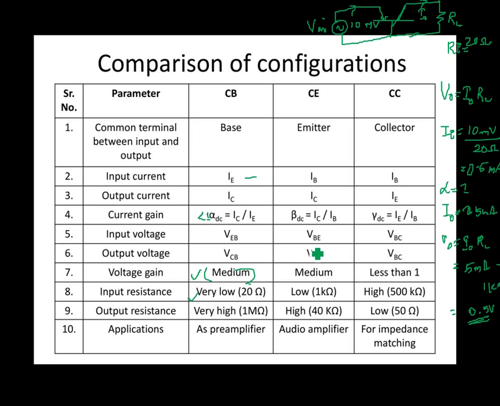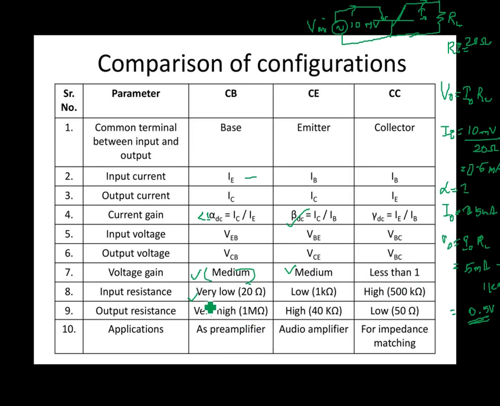But for common emitter, in a similar manner, if you analyze, you will see there will be medium voltage gain and high current gain also. So there will be power gain for the common emitter configuration. For common collector, the voltage gain is less than 1.